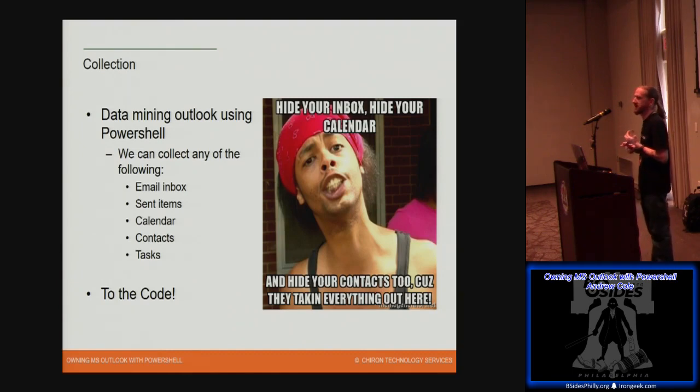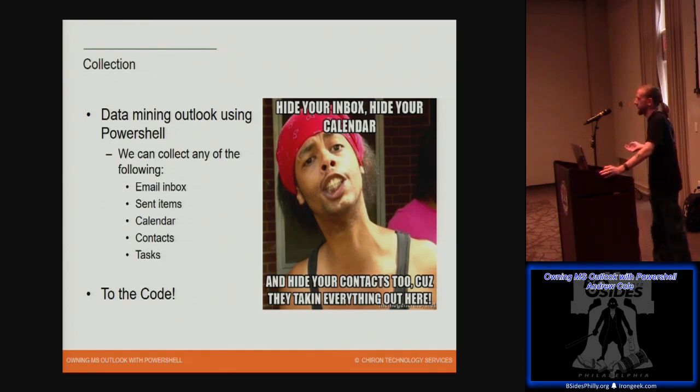So your inbox, your contacts, your tasks, all those things are just different folders. And as long as we know what the folder number is that holds those objects, we can tell Outlook to grab those particular items in that folder, i.e. the contacts or tasks or calendar, and display them to us.